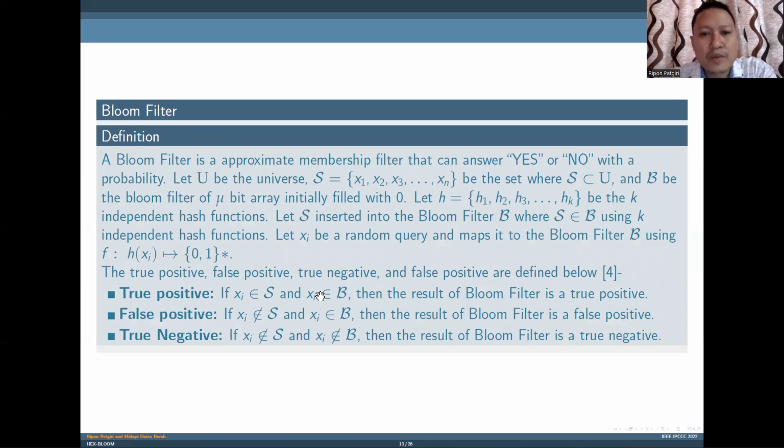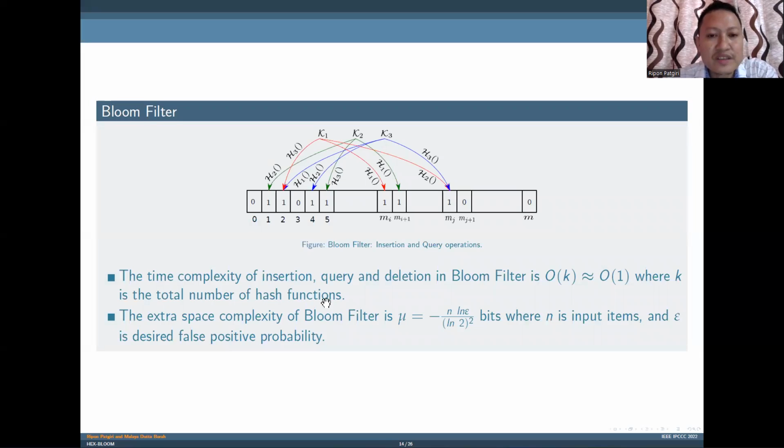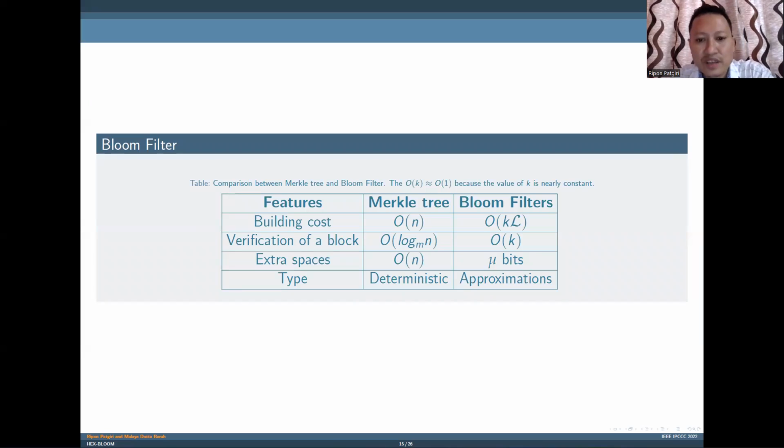Bloom filter is a probabilistic data structure. It is used for approximate membership filtering. It can answer either yes or no. Yes or no answer can be true positive, false positive, and true negative. The time complexity of insertion, query, and deletion in Bloom filter is big O k, which is equivalent to big O 1, where k is the total number of hash functions. The extra space complexity of Bloom filter is mu bits. This is the comparison table between Merkle tree and Bloom filter.